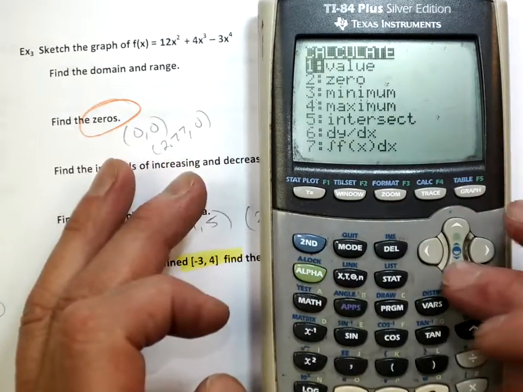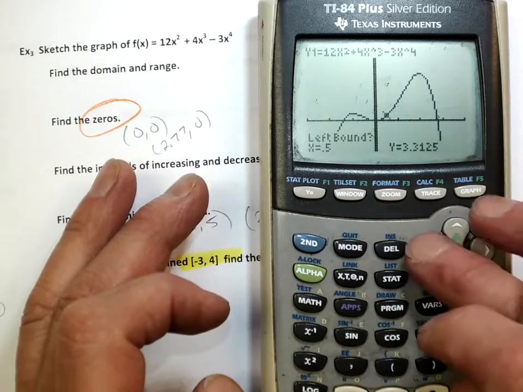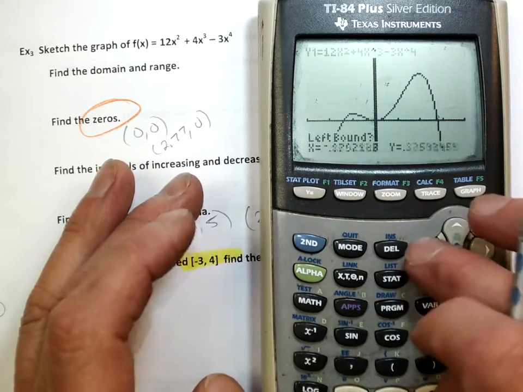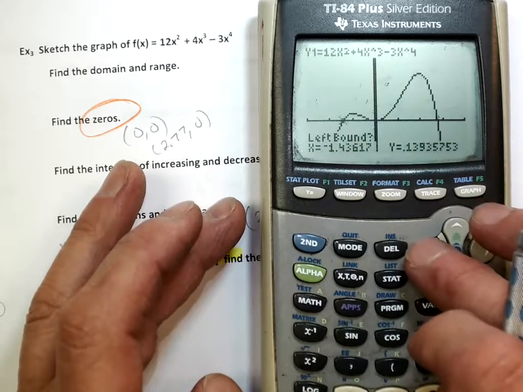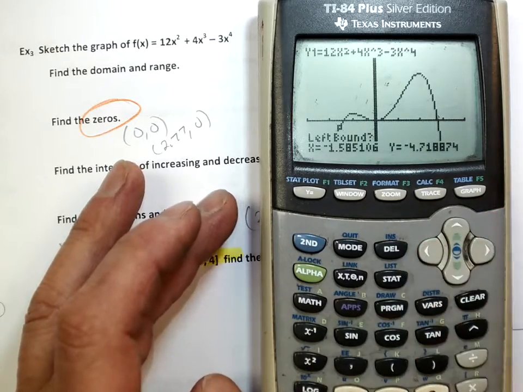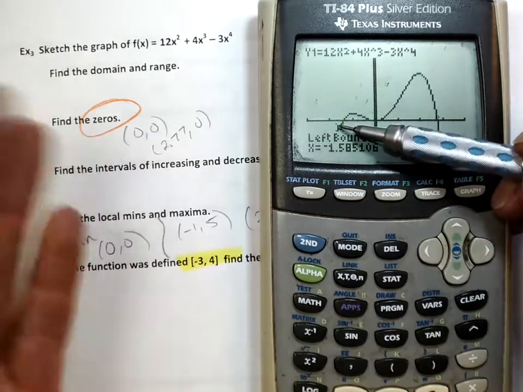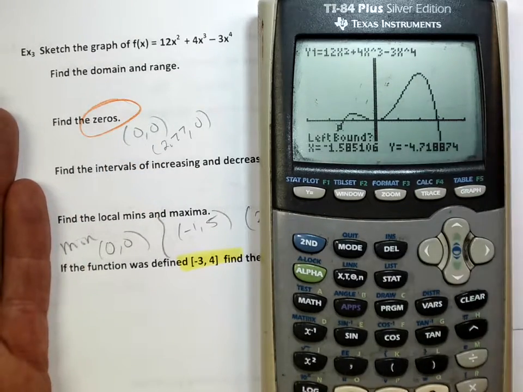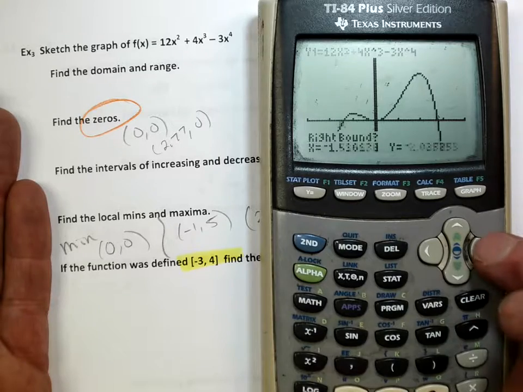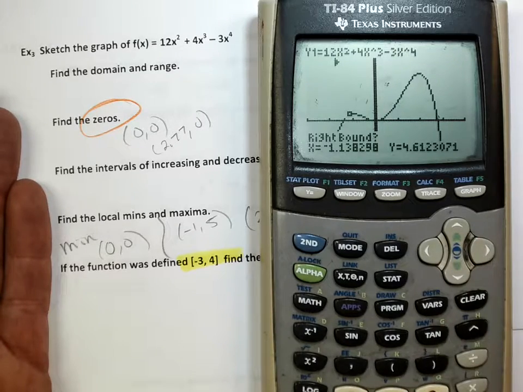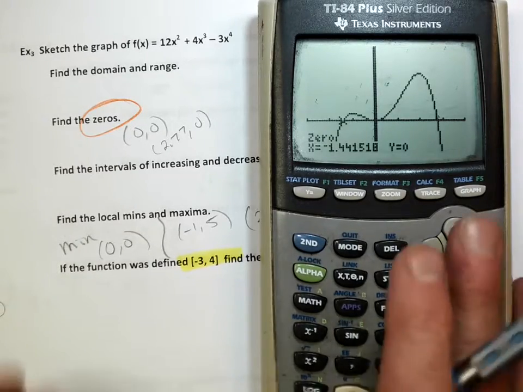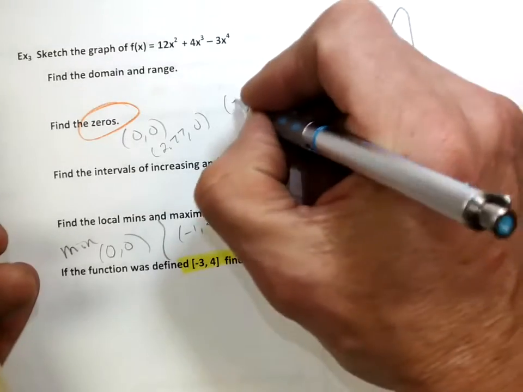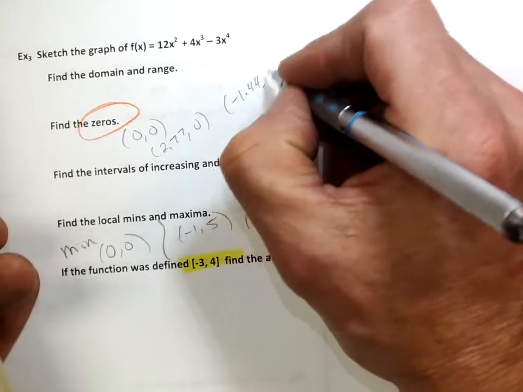Second calculate, zero. Okay, now I got to go over there somewhere. Left-hand bound. So the left-hand bound would be under it. Does that make sense? The left hand of it would be under it because that's the left-hand side of it. So this point now is left of it, right? It is left of it. Enter. Right-hand bound would be above it because it is the right-hand side of that. Enter. Guess. You don't have to guess. Okay, and I get about a -1.44. So my other zero is -1.440. Okay?